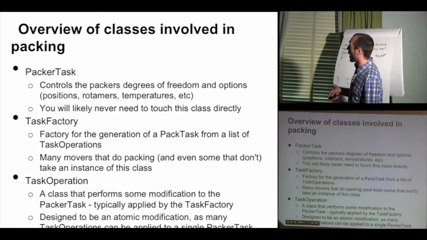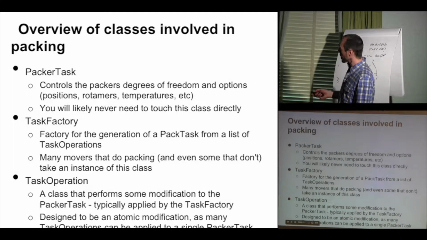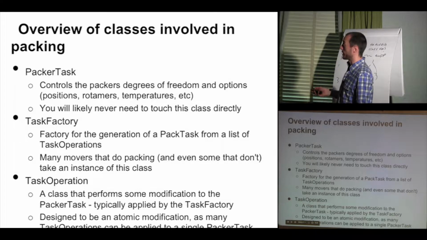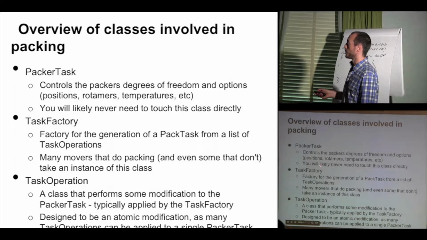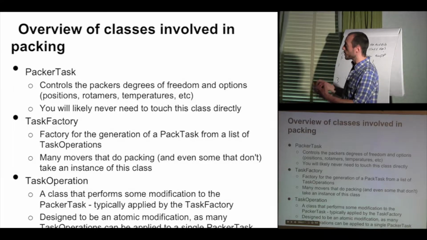Great. So how does packing actually happen in Rosetta, and what are the classes that are involved? The PackerTask is a fundamental part of packing. It controls the degrees of freedom and the options that you have when packing a sidechain. Some of those options are positions that you want to be able to mutate, which rotamers you want to allow, and the temperatures you use for your simulated annealing. But the thing about the PackerTask is we rarely touch this class directly. The exception to that would be through a task operation, and we'll get to that. So you usually can configure the PackerTask without touching it directly.